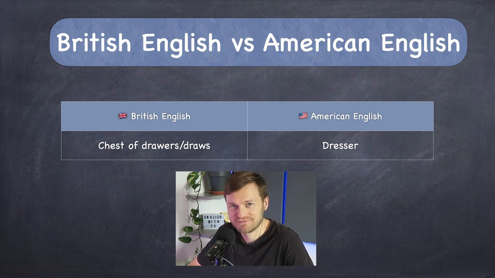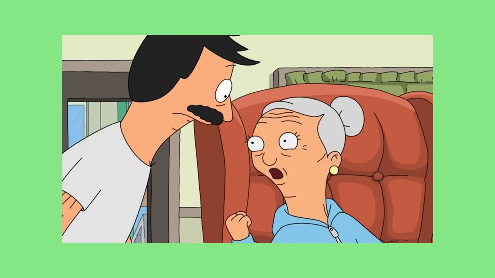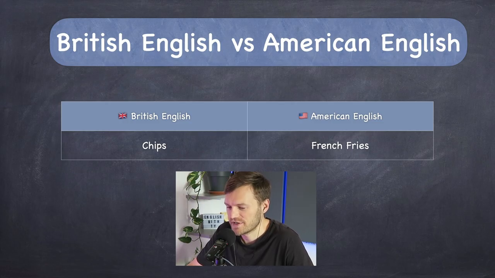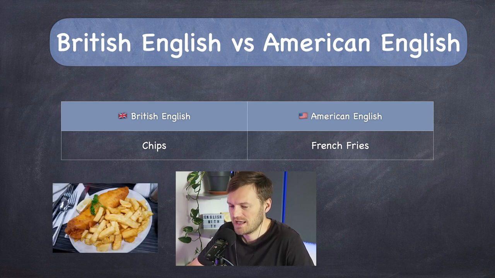Here's an example for you. Dresser drawer. Next up, I want to talk about food, a certain kind of food that people all over the world love. In British English, people call this chips. Now, chips are a very specific kind of sliced potato that usually is served with fish in the United Kingdom. So, people would often go to eat fish and chips, for example.